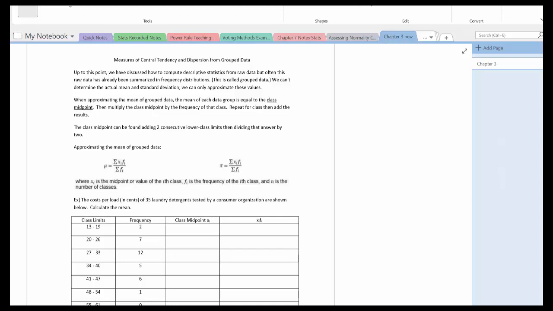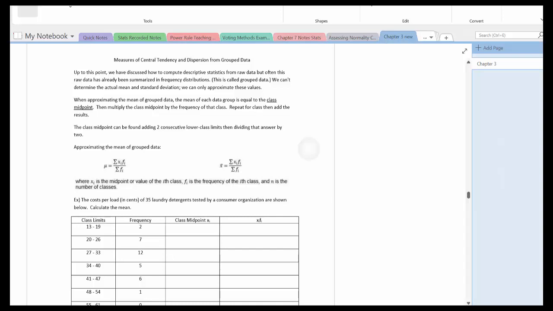So how do we do this? When approximating the mean of grouped data, the mean of each data group is equal to the class midpoint. And the class midpoint can be found by adding two consecutive lower class limits, then dividing that answer by 2. Once we identify the class midpoint, we multiply by the frequency of that class, then repeat this process and add those results.